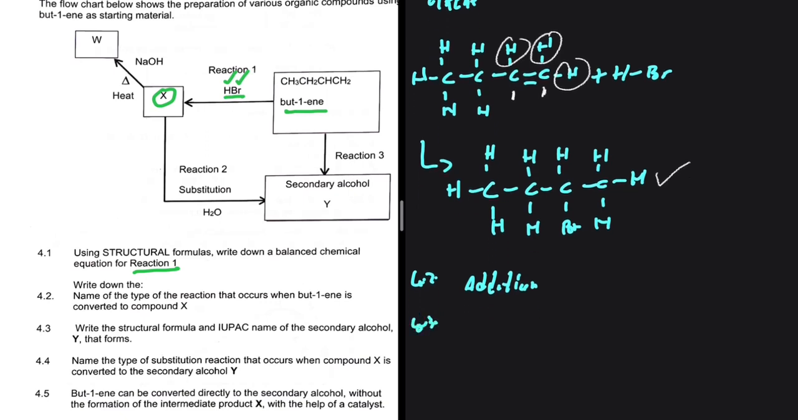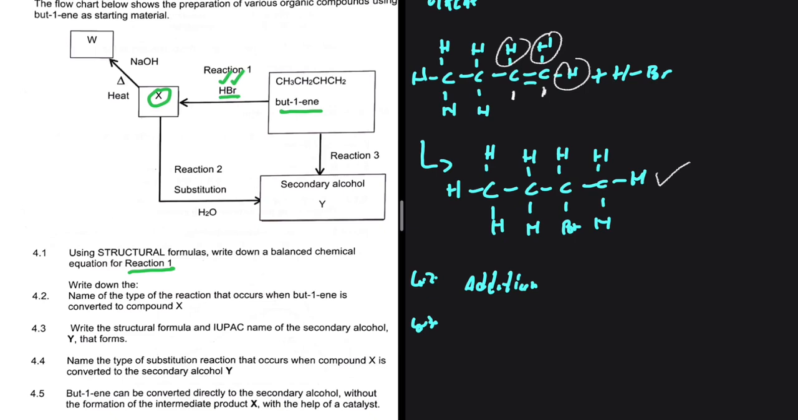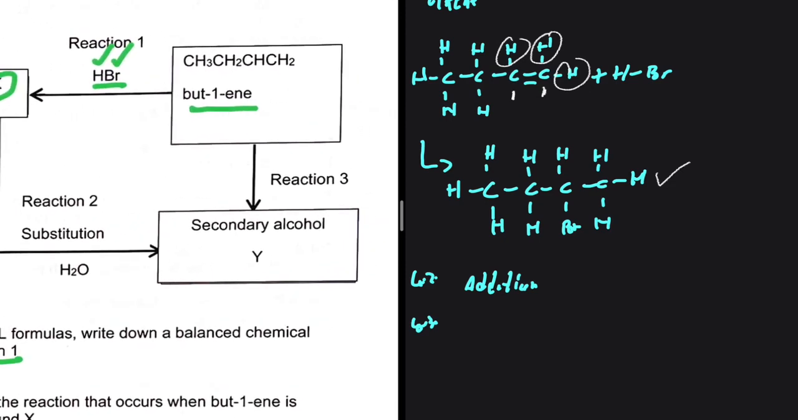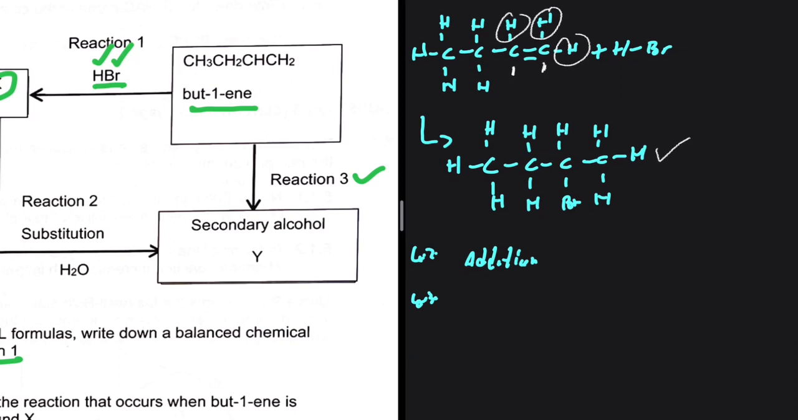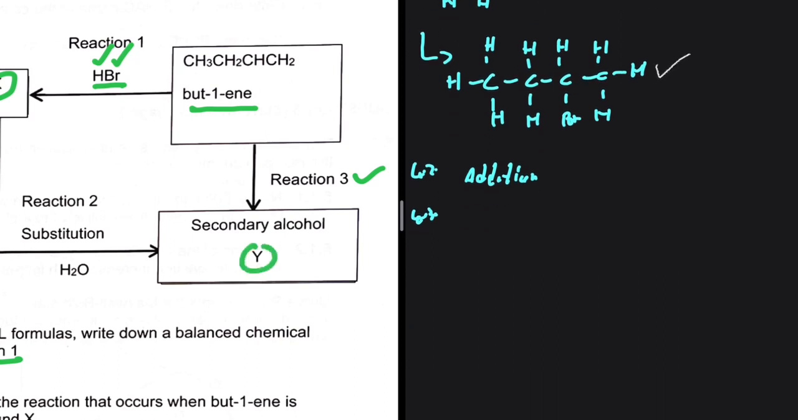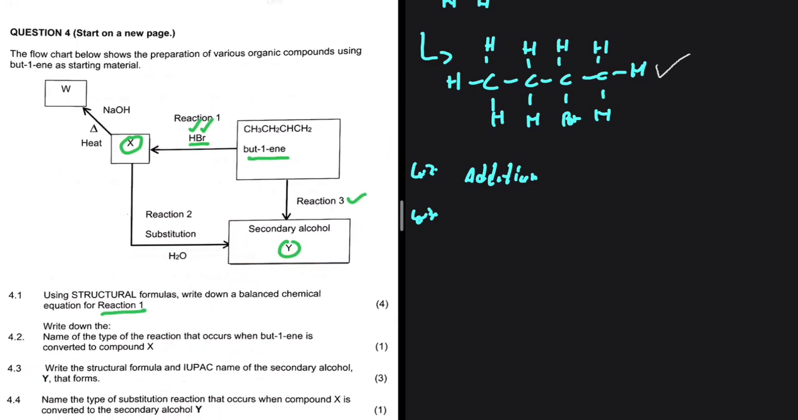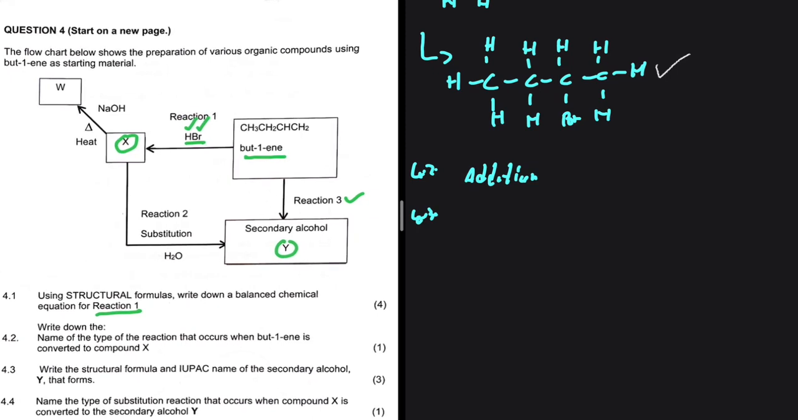4.3. Write the structural formula and IUPAC name of the secondary alcohol Y that forms. So we've but-1-ene, and through some reaction 3, our product is a secondary alcohol. Well, it is starting with an alkene, so we know that it is an addition reaction. Which addition reaction leads to an alcohol? Hydration, right? Given that it is a secondary alcohol, we would also be able to get to a conclusion that the alcohol that is formed is secondary. But anyway, let's go ahead and have our alcohol.